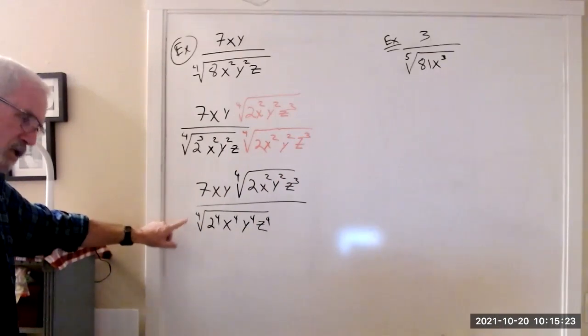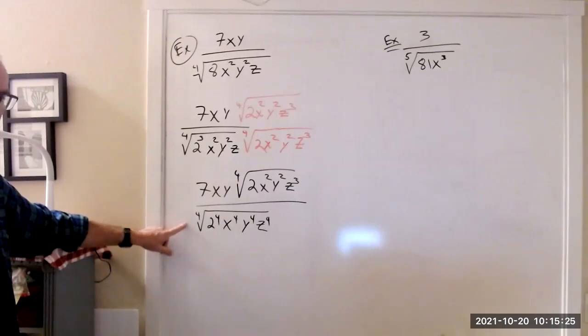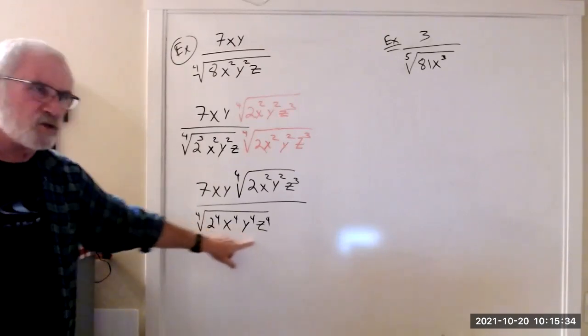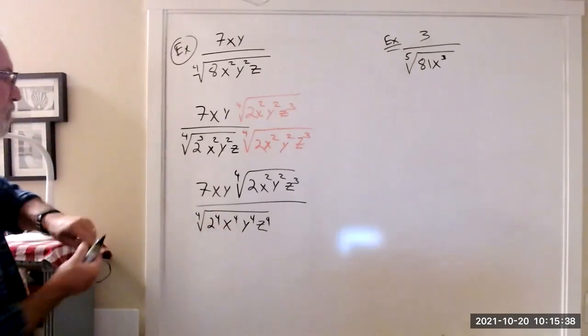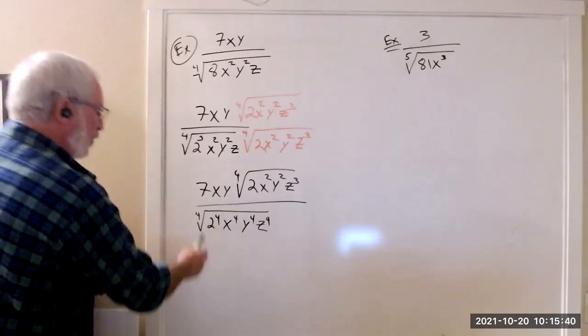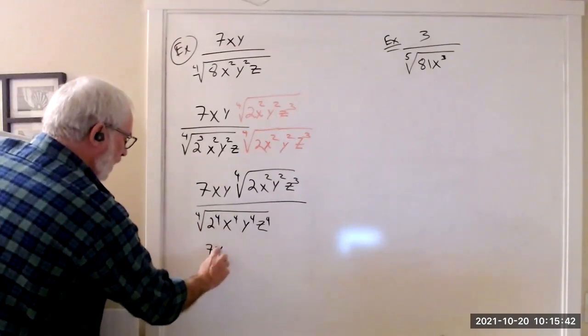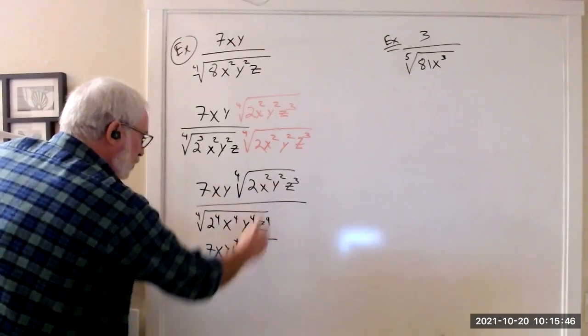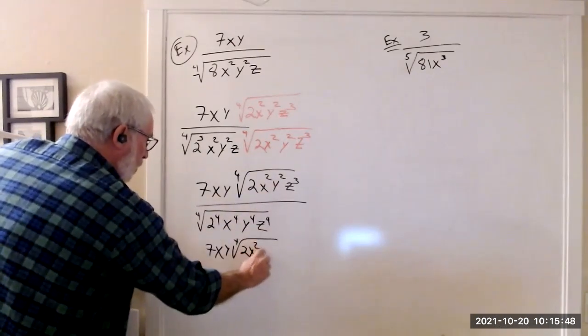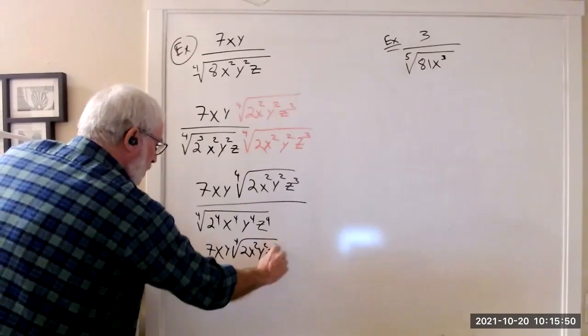So I accept that some of you can skip that step. I understand. But I would hope that you wouldn't, simply because that's kind of a built-in check. Okay, do I really have fourth powers? So because they're all fourth powers, this becomes 7xy fourth root of 2x squared, y squared, z cubed.